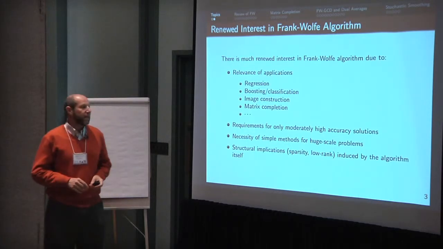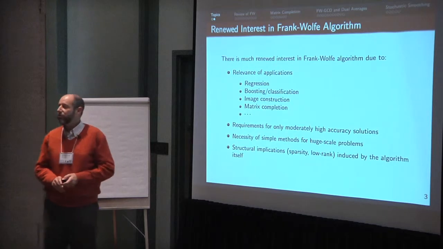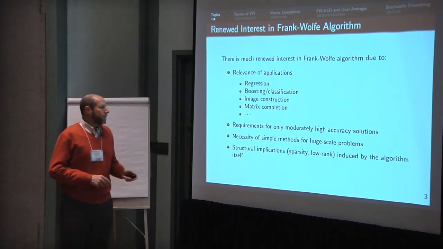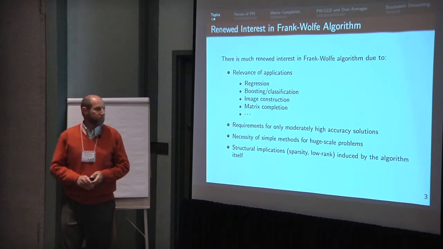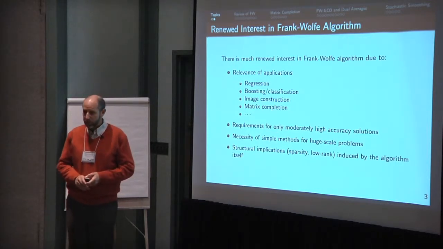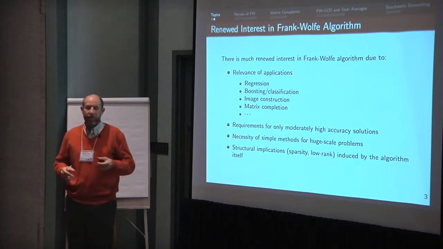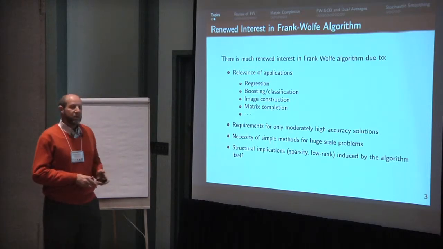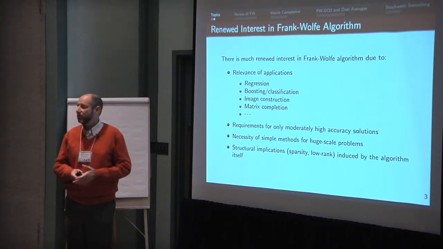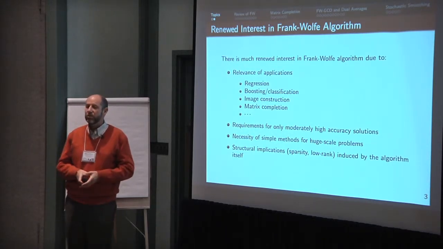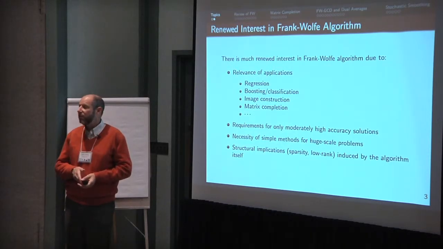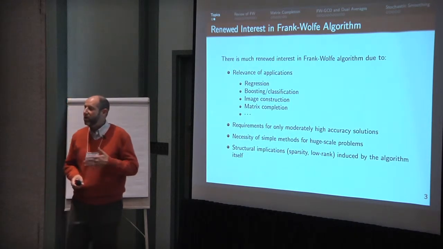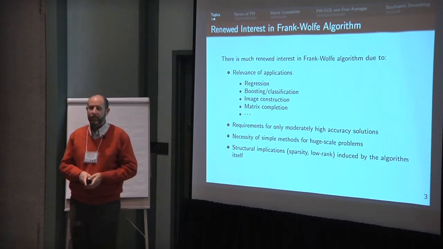Maybe I'm not going to repeat what Zaid said, but I had my own slide of why there's so much renewed interest in the Frank-Wolfe method. I just want to talk about these points. The setting in which it's particularly attractive is when we need only moderately high accuracy solutions. For a lot of the applications that Zaid mentioned, that is definitely the case. Also, the settings are typically huge scale, tens of thousands or 100,000 or a million variables, and so elementary operations themselves become quite expensive. Frank-Wolfe is good for this. And then also the structural implications, sparsity and low rank, which Zaid had alluded to as well.